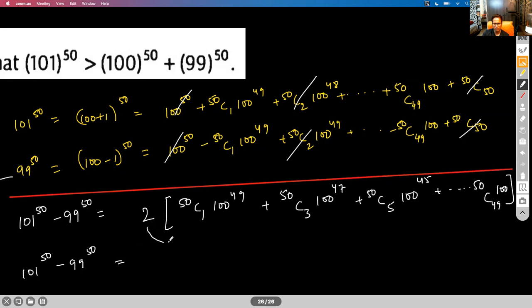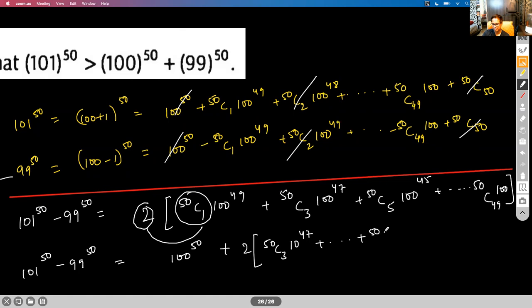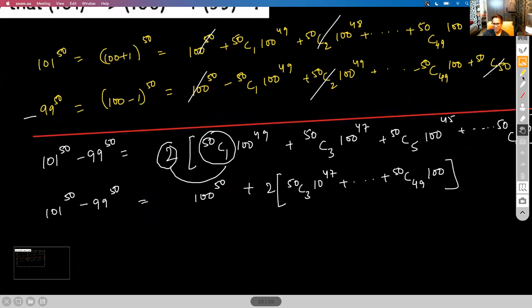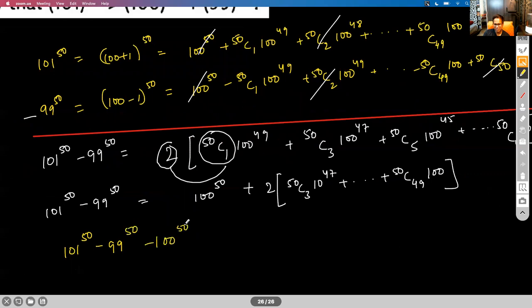Let me just multiply 2 with this guy. So 2 with this, you see here, this is 2, this is 50. So 2 into 50 into 100 to the power 49. Won't that become 100 to the power 50 itself? And other terms, I'm not going to disturb them. I'm just going to write them as they are. Now, my purpose is solved here itself. So here you realize that 101 to the power 50 minus 99 to the power 50 minus 100 to the power 50 is this fellow.